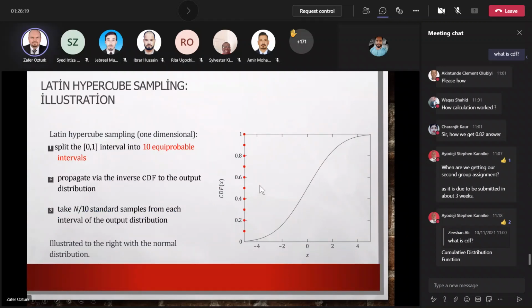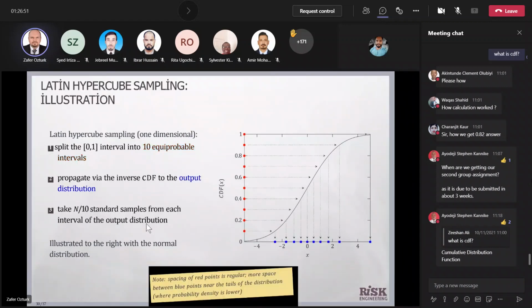Now what we have done is split the intervals into, let's say, 10% each. 10%, 10%, 10% until it is 100%. We split the intervals into 10 equiprobable intervals, and then we propagate it via the inverse of the cumulative distribution function to the output distribution. We took n divided by 10 standard samples from each interval of the output distribution. Let's show what it means. So we have taken 10 samples from each.